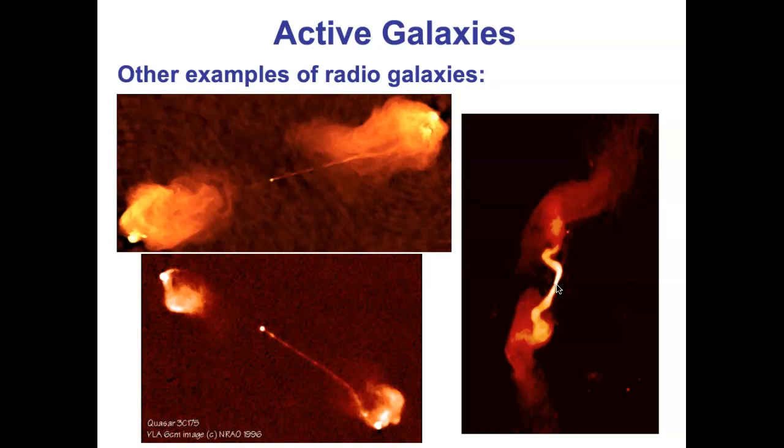Every once in a while, some gas or a star will fall into the black hole in the center of our galaxy. But for the most part, our galaxy just has a black hole at its center, and that black hole is not doing much. It's just sitting there pulling stars into its orbit.